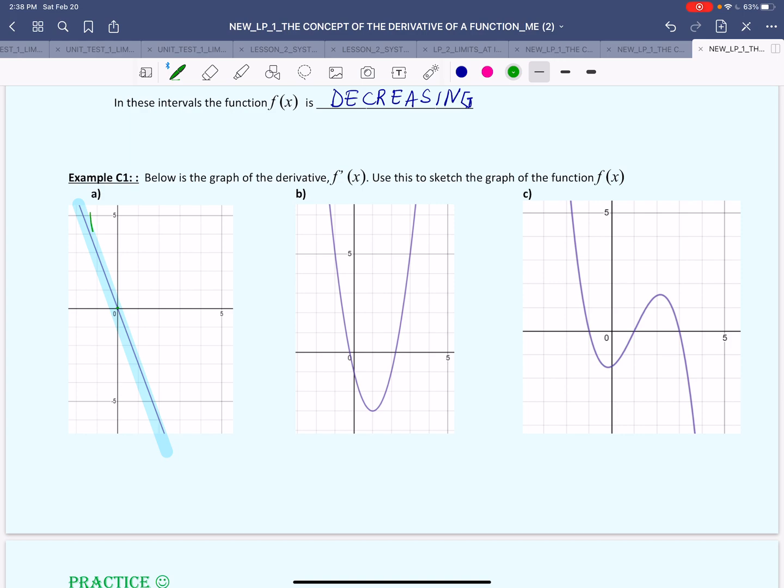I'm sorry, I want to change something. Sorry about this. So these are graphs of f prime of x, by the way.